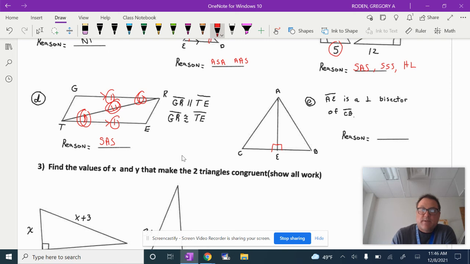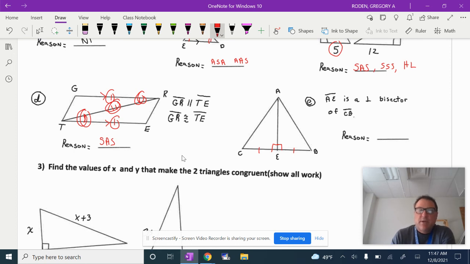Okay, well, bisect means it's going to create two congruent segments. That's what it means to be a bisector. That means E is a midpoint. If something is a bisector, then where it hits, it's a midpoint. So E is a midpoint because AE is a perpendicular bisector.